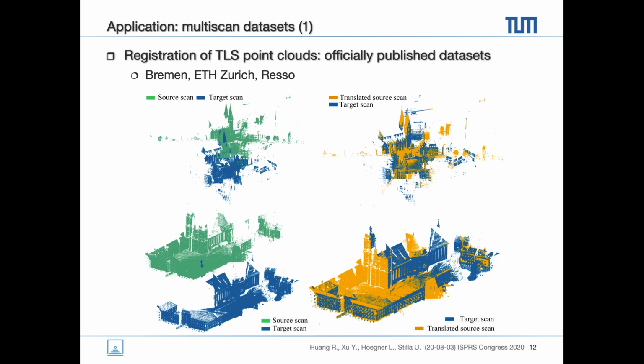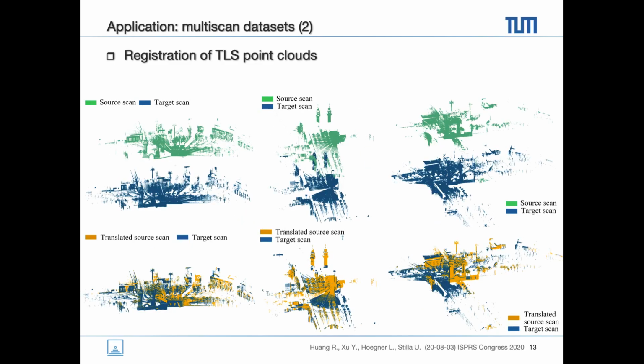The first application is the registration of multi-scan datasets. Here we selected 5 registration pairs from 3 benchmark datasets, including the Bahame, ETH2H, and the RASO datasets. All point clouds were acquired by terrestrial laser scanning. As illustrated in the figure, we can see that the walls and spines are well matched in the registration results using the proposed method. And then we also illustrate the other 3 registration pairs. We can see from the figure that it also shows very good results.